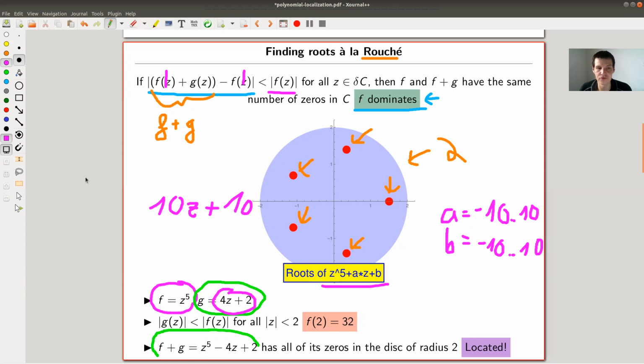And all you need to do in this case is a very easy one. I claim if I take z equals 2, this is smaller than 32, because that's what I need to verify. And let's see, oh yeah, it's 30. So it's smaller than 32, so the theorem applies. And the closer this number goes to 32, the closer the roots are to the boundary in the extreme case. But well, let me summarize.